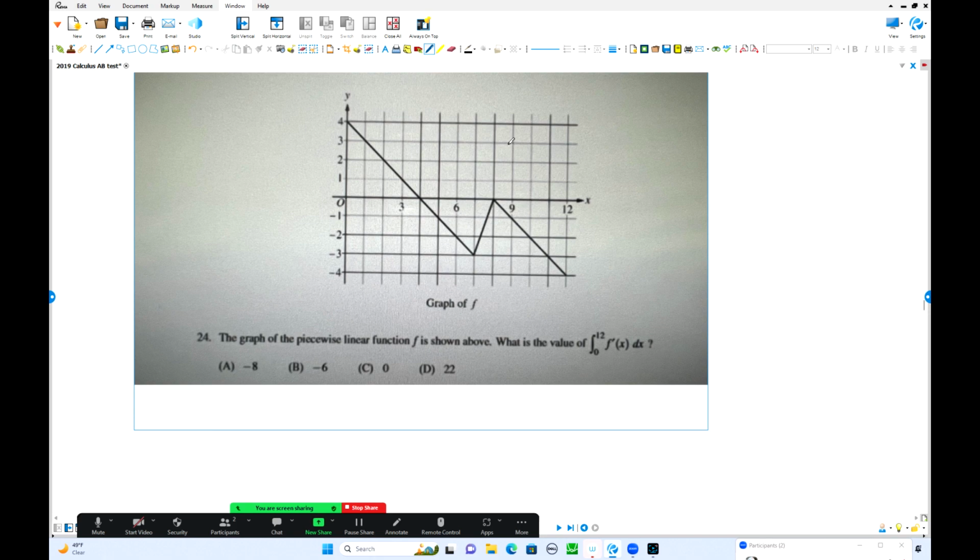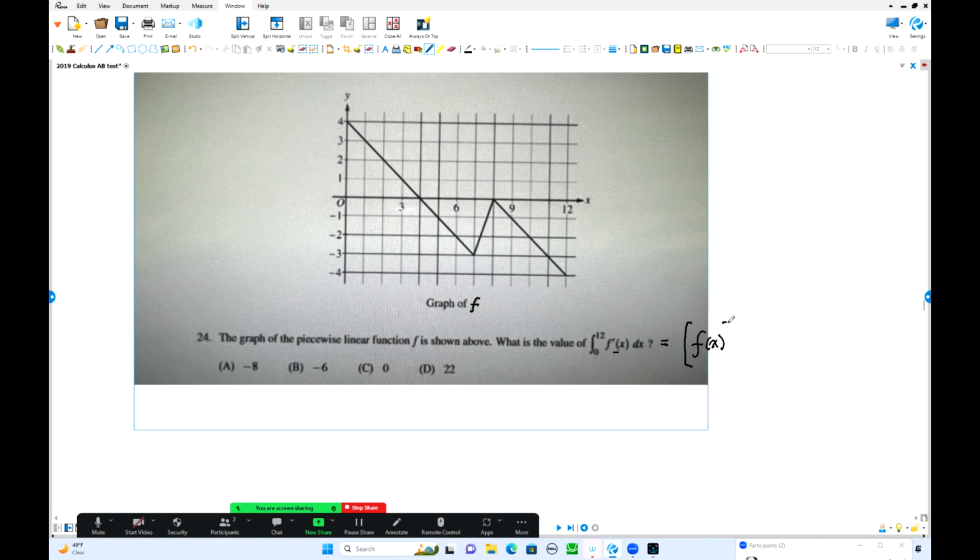Number 24, the graph of piecewise linear function f is shown above. What is the value of the integral from 0 to 12 of f prime x dx? This one is f, and this is f prime dx, but it doesn't matter. This is the antiderivative of f prime x, and the antiderivative of f prime x is just f of x.